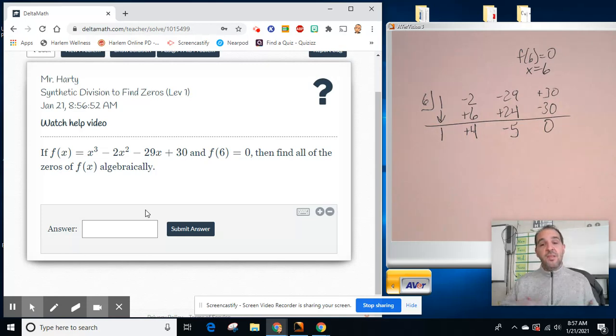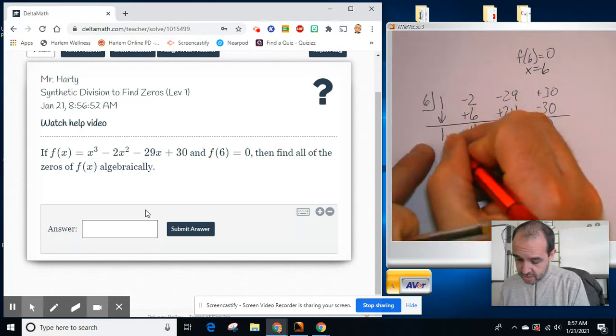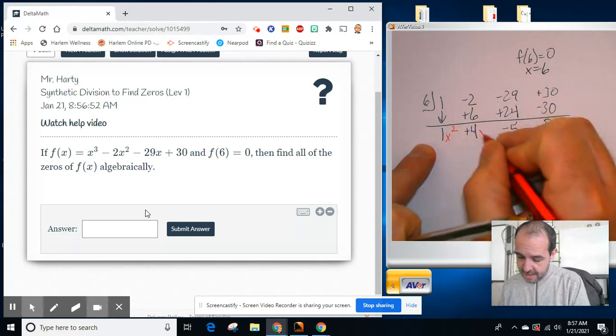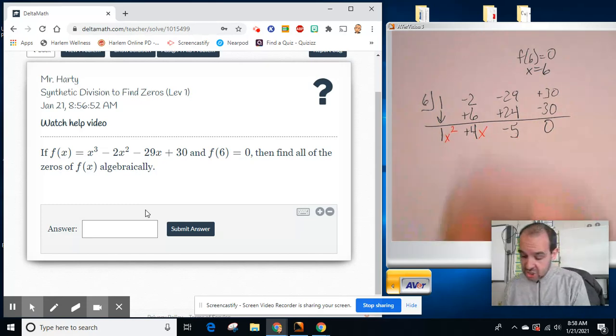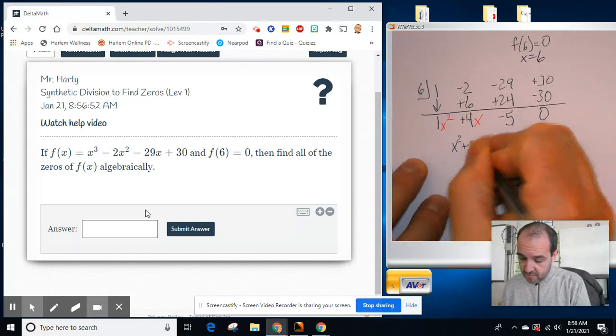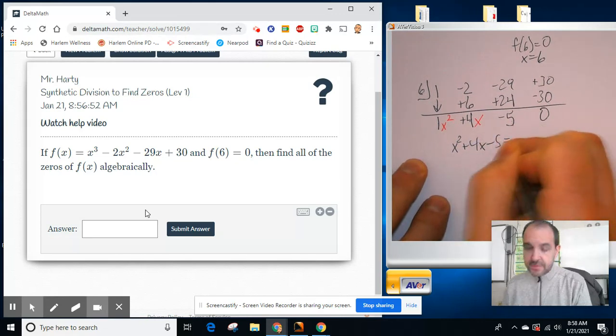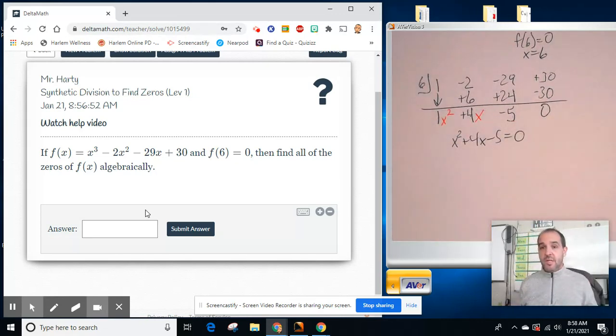I started with a cubic again. I started with x to the third. So I go x squared, x, constant. But that's not the answer being asked for here. Don't type that in. It said find all of the zeros. In other words, solve this. Solve x squared plus 4x minus 5 equals 0. You can use the quadratic formula. You can use factoring. Do I even have to say which one I'm going to use? I didn't think so.